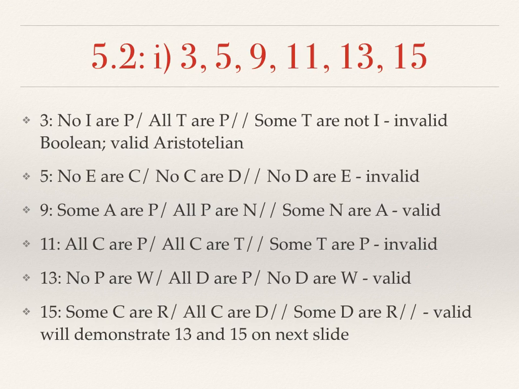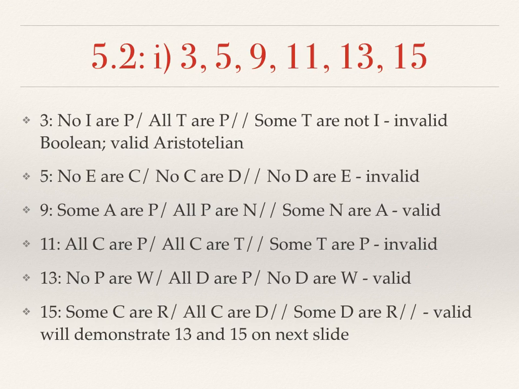Number 5, that one gets translated as no E are C, first premise, no C are D, the second premise, and no D are E, and you do the drawings and it comes out invalid. Number 9, the first premise is some A are P, second premise is all P are N, and the conclusion is some N are A, and that one is valid. And number 11, the first premise is all C are P, second premise is all C are T, and the conclusion is some T are P, and that is invalid.